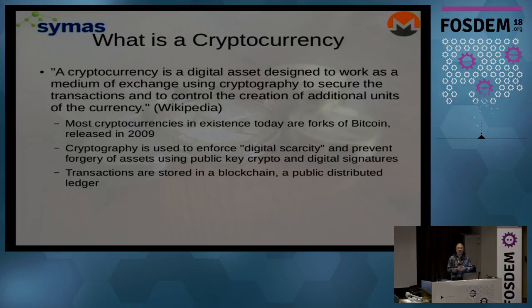So what are cryptocurrencies in general? Obviously, they're an attempt to create a digital form of money. Most of the cryptocurrencies that exist today are forks of the Bitcoin code that was released in 2009. Normally, when we talk about things in the digital realm, they're very easy to copy. So one of the innovations from Bitcoin was the notion of digital scarcity, where you can create a digital asset and prove that it's unique using digital signatures. As you're sending coins back and forth, creating transactions, these transactions are stored on something called a blockchain, which is a public distributed ledger.